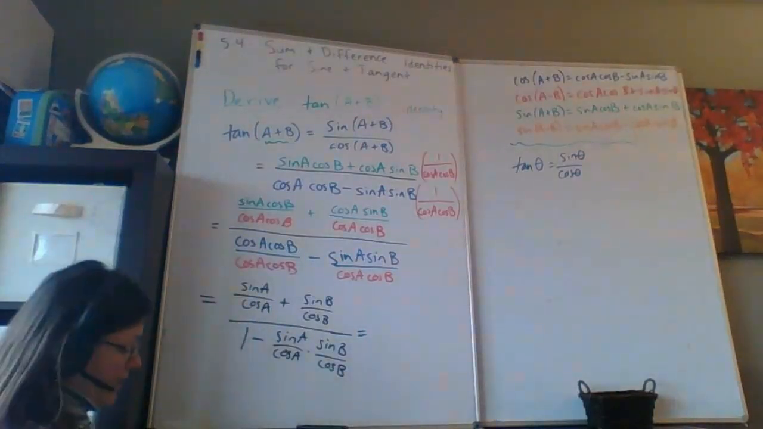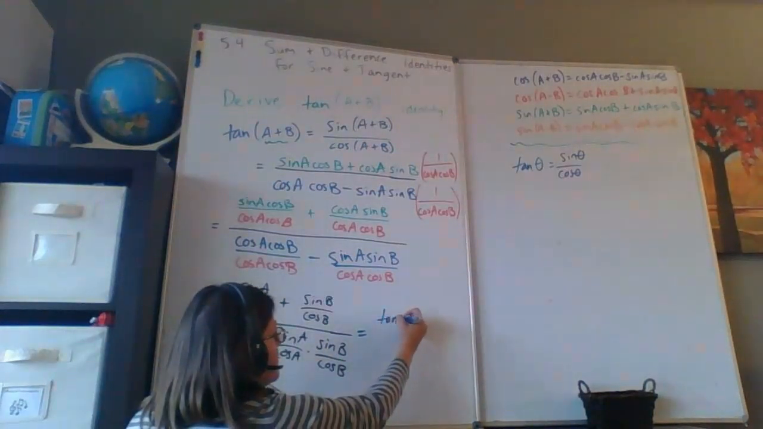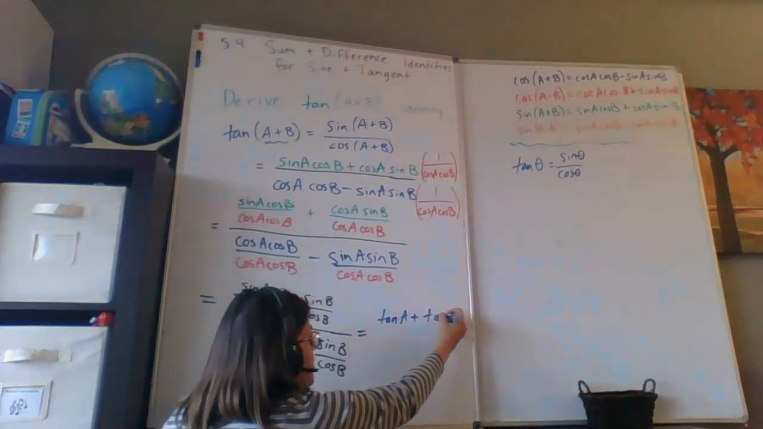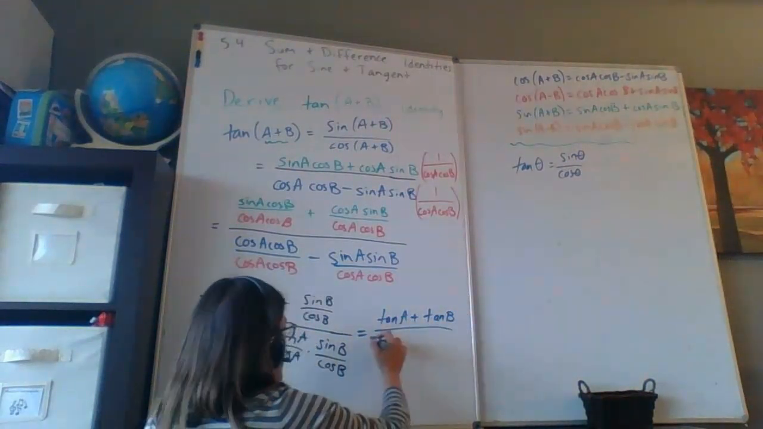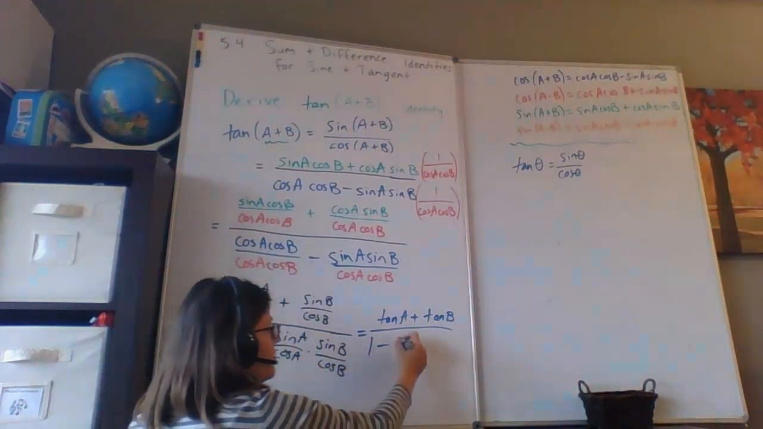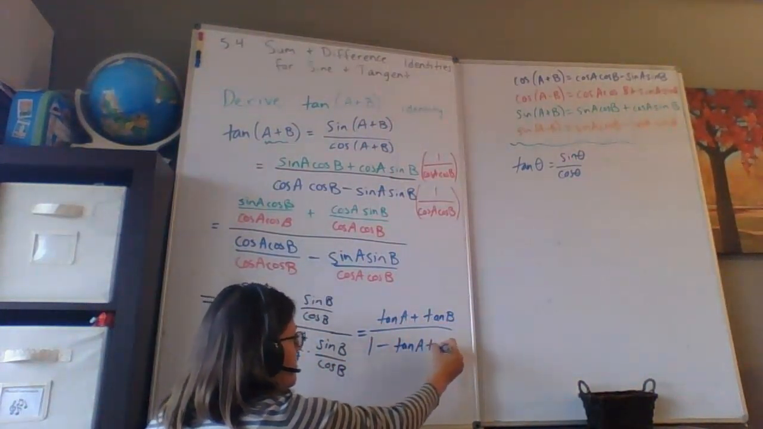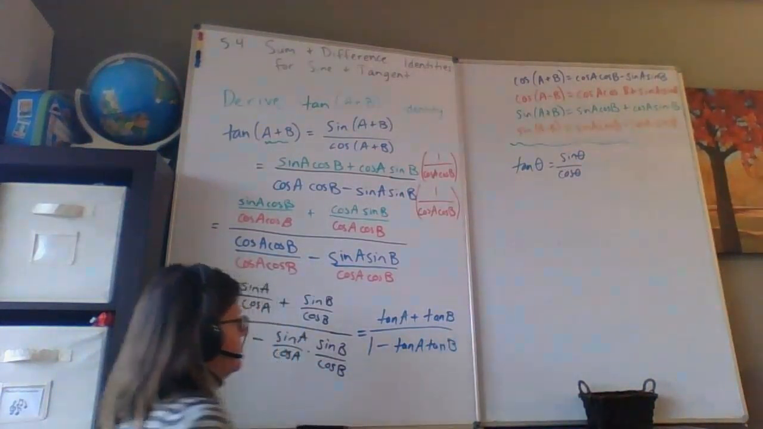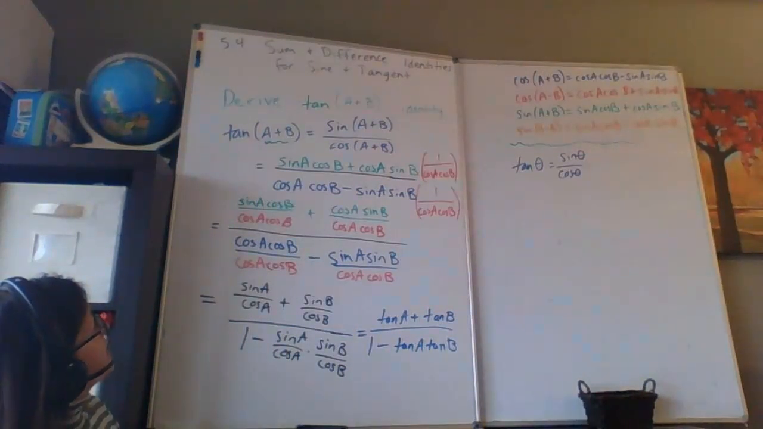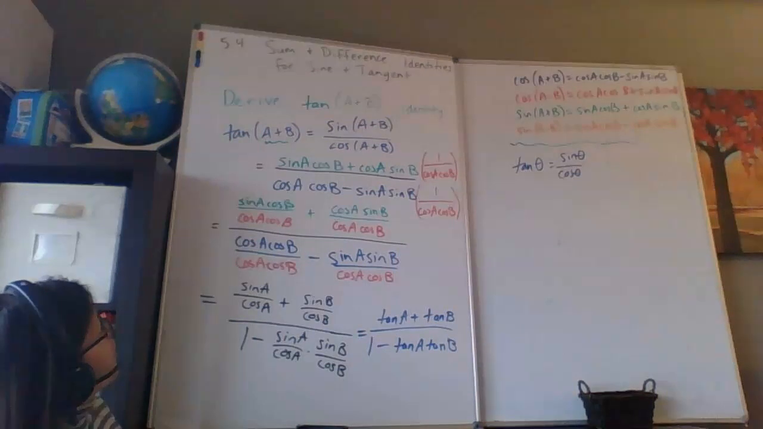You might notice that sine a over cosine a can be written as tangent a, and sine b over cosine b can be written as tangent b. In the denominator, we get 1 minus sine a over cosine a, which is tangent a, and sine b over cosine b, which is tangent b. Therefore, we get the formula for tangent of a plus b is tangent of a plus tangent of b all over 1 minus tangent of a times tangent of b.